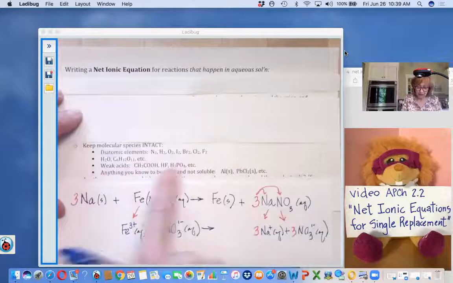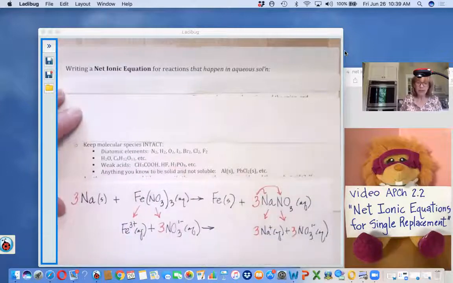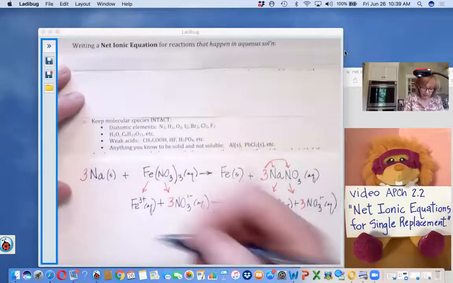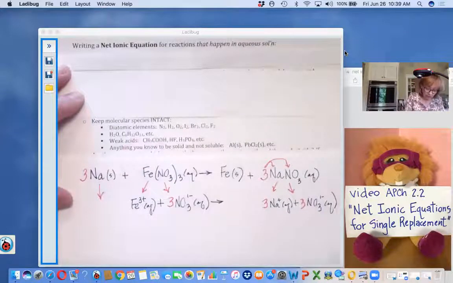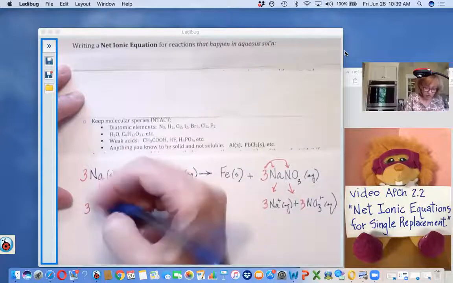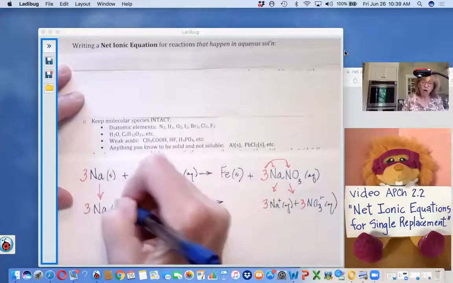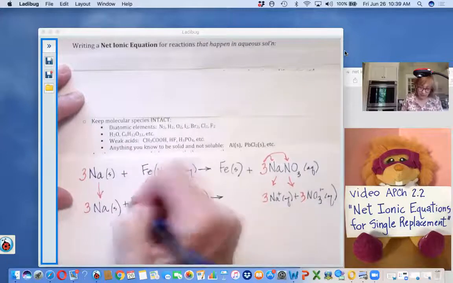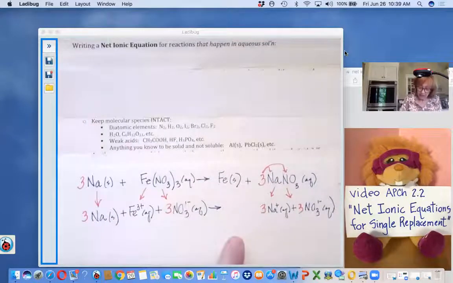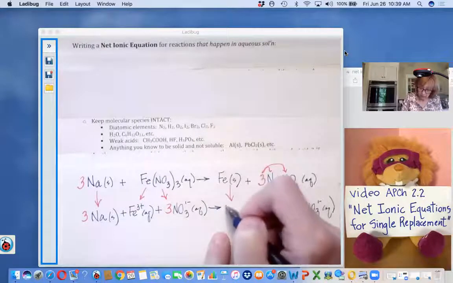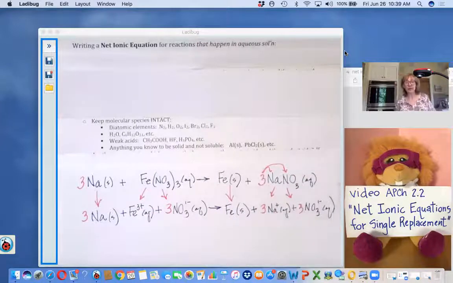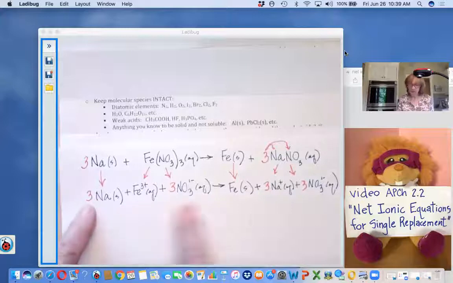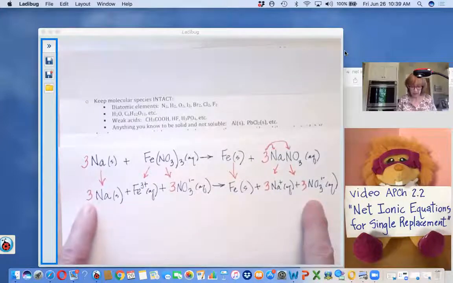The next step is to look for any molecular species that remain intact. I don't have anything here, but I do know that solid metals, elements, exist as neutral atoms in solution. So these 3 sodium atoms are solid, and I'm going to write them that way. And the iron atoms in solution are neutral atoms sitting at the bottom of the beaker. What I've just generated here, it looks kind of messy, but that's the complete ionic equation.